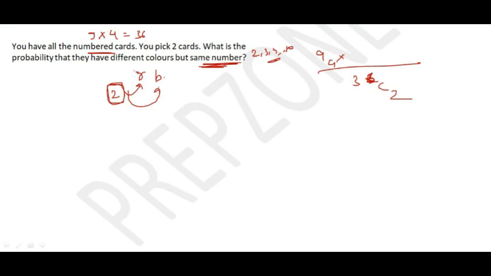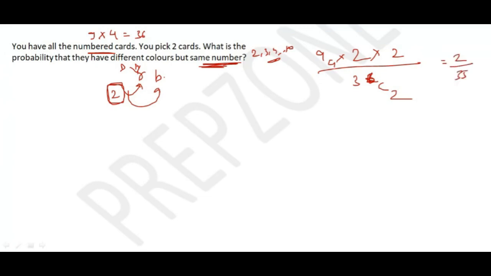Now, even for it to be from red, I have two options, right? One is diamond and the second is hearts. So for each of the cards, I have two options, right? 2C1 into 2C1. Because if one is from red, the other will be from black and vice versa. But because I'm picking them together, this becomes my answer, whatever it is. It comes out to be 2 by 35.